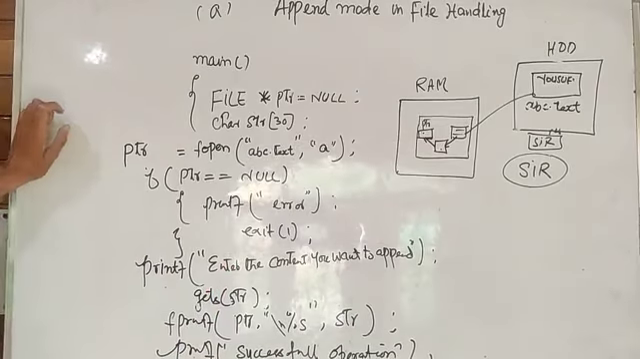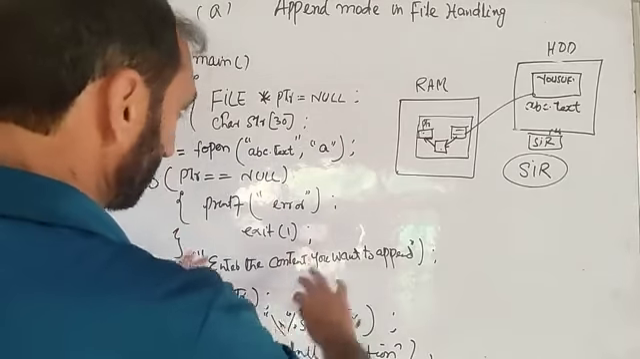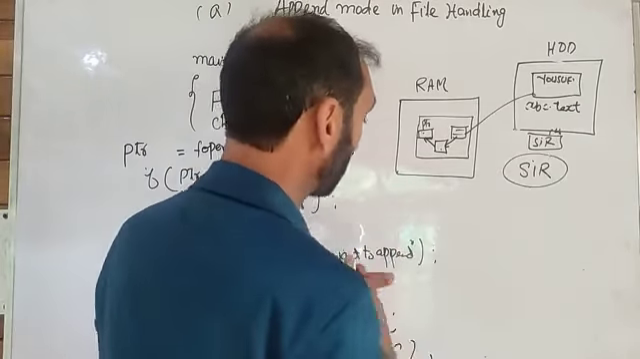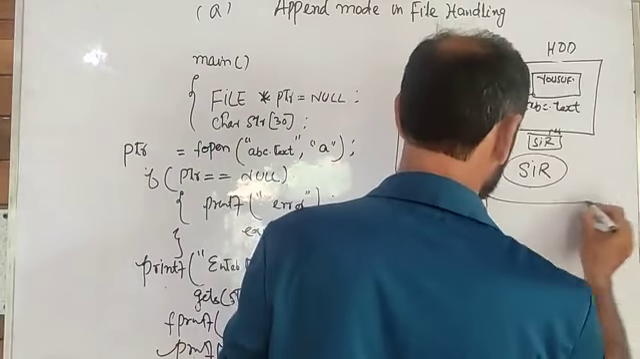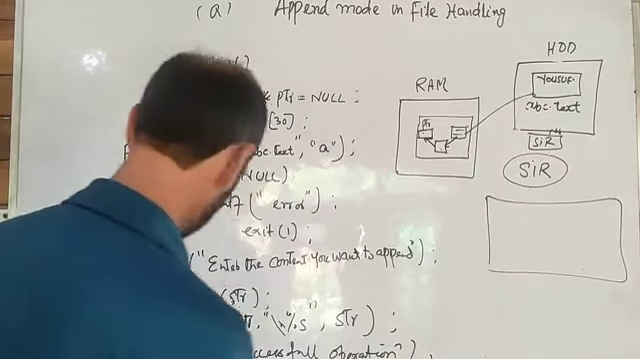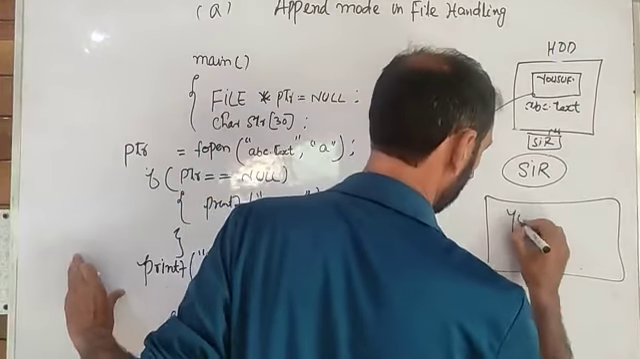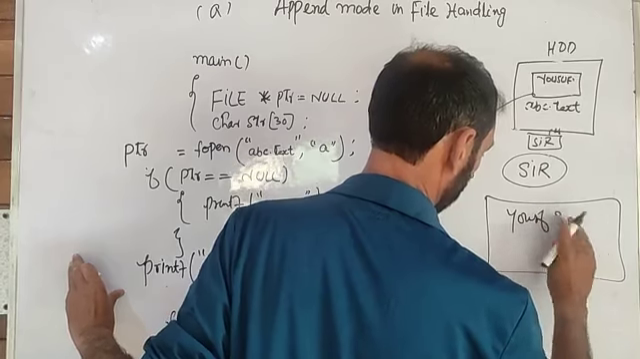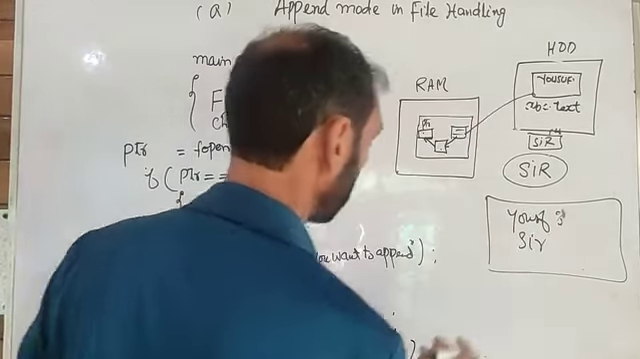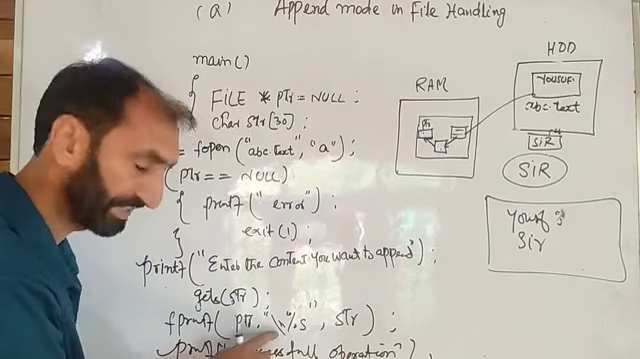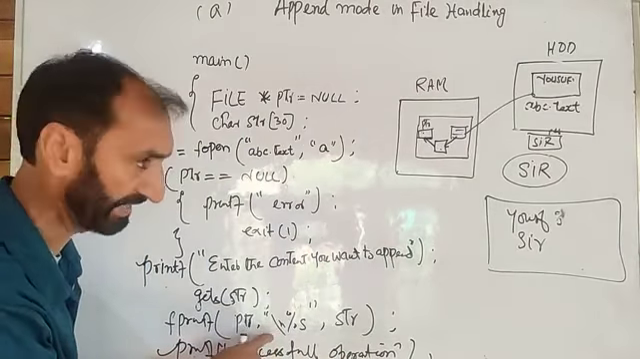And that is it. This is a program which will append "sir" to this. Now the new content will display the message. By this function fprintf, it will display the message now Yousuf Sir, because here I have used the \n. This is a new line character.